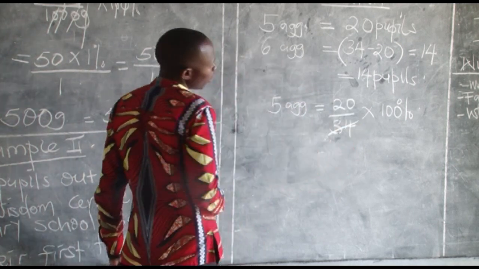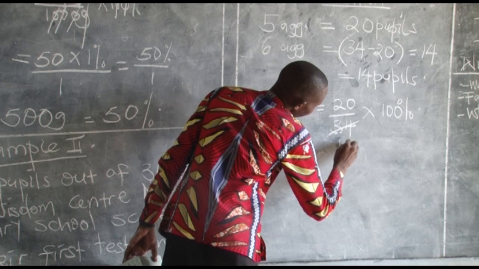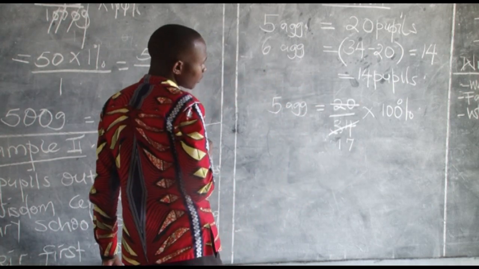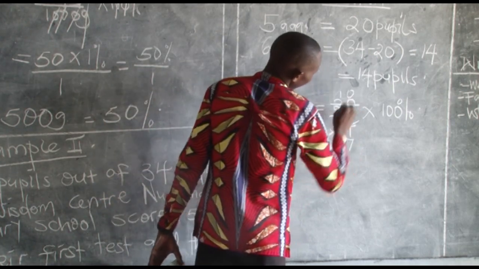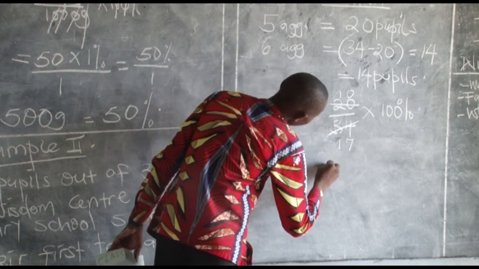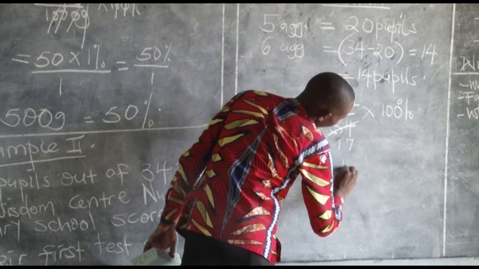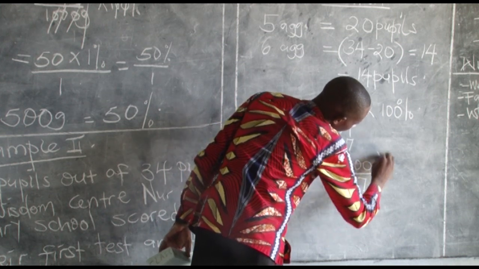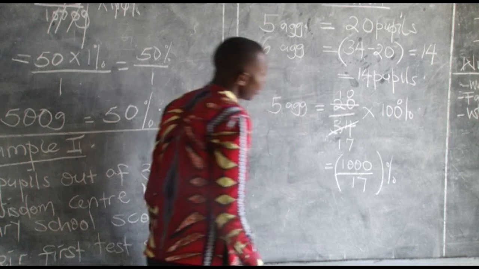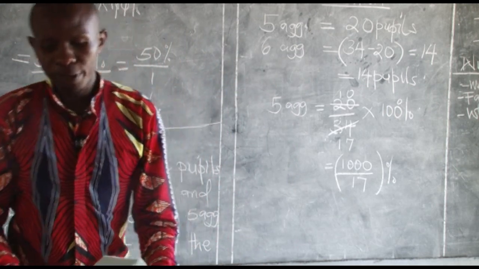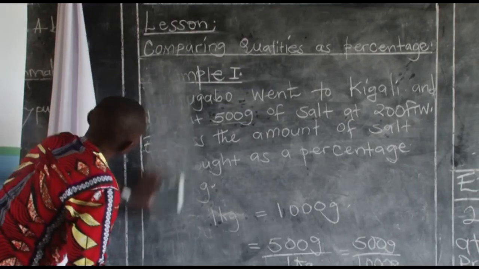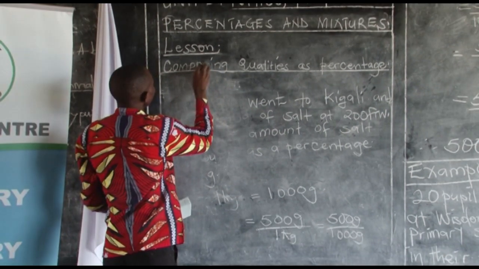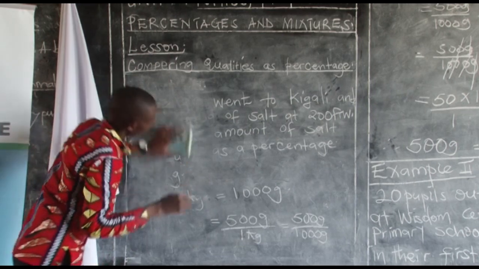We shall say 34 divided by 2. It will give us 17. Then we say 20 divided by 2. It will give us 10. Then from there, we shall say 10 times 100. It will give us 1,000 out of 17. And all that will be in percentage. Let me clean here as we proceed with our number. It will be 1,000 out of 17.